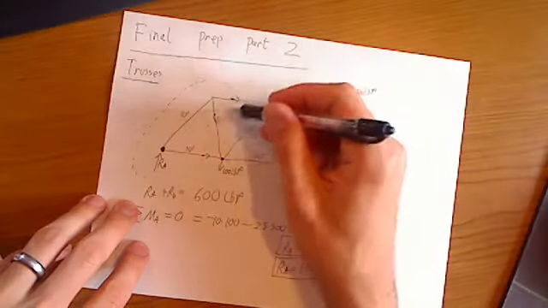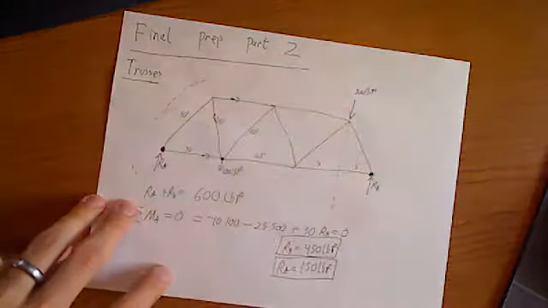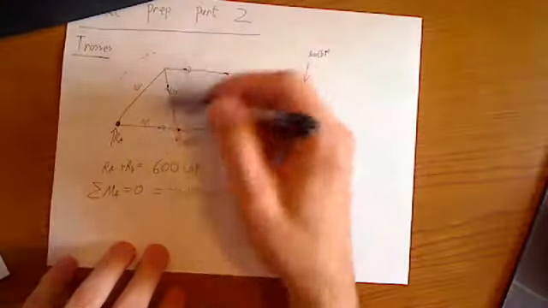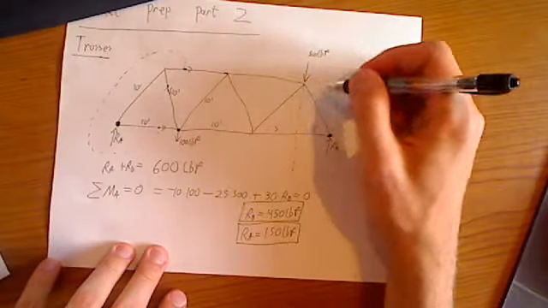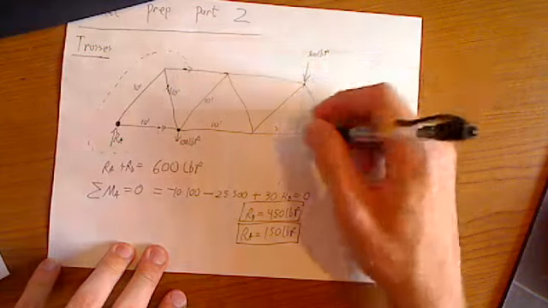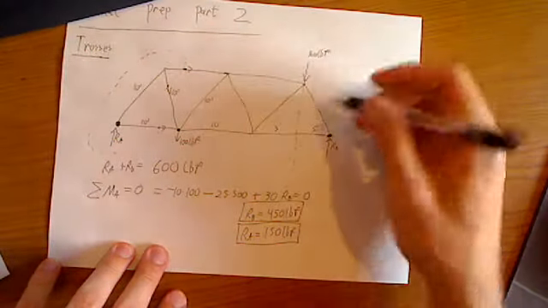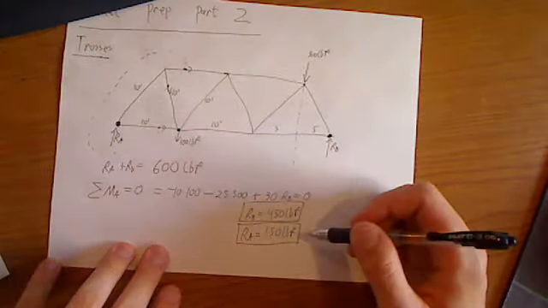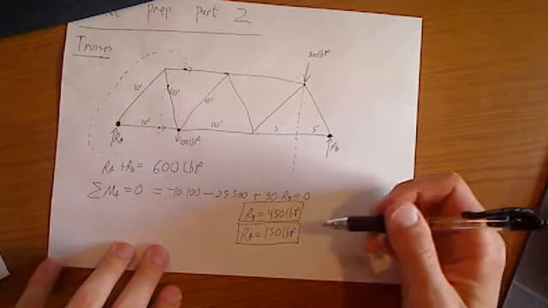Now for the final, we don't actually have to do this. All we need to do is to know how to recognize this truss, look at the loads on it, if they're applied here, or here, or here, and find the reaction forces correctly. So that's all that's on the final exam.